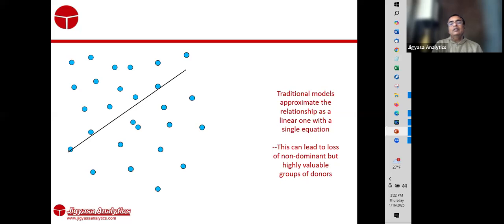But as you can see, there are donors lying very far away from that average line. There are a lot of blue dots which are very far away, and those are likely to be not picked up by this linear representation. For example, this one I just highlighted will be missed by the model. So that's the challenge, and that is why a traditional model often is not very good for a situation where you are trying to capture these off-the-average-path instances.